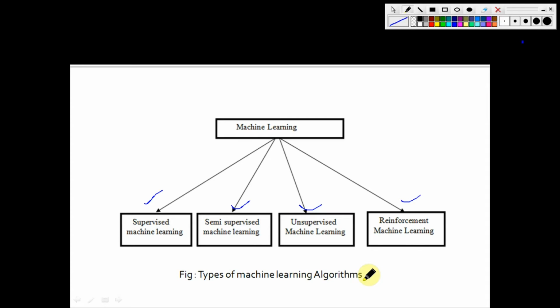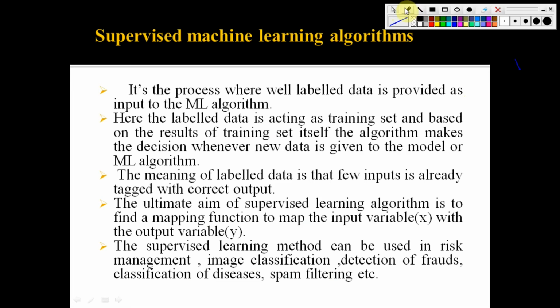So these are the types of machine learning. In supervised machine learning what happens, and in semi-supervised machine learning what happens, we'll just cover in a while. So just be with me, guys. Now I will go to the first type, that is supervised machine learning.